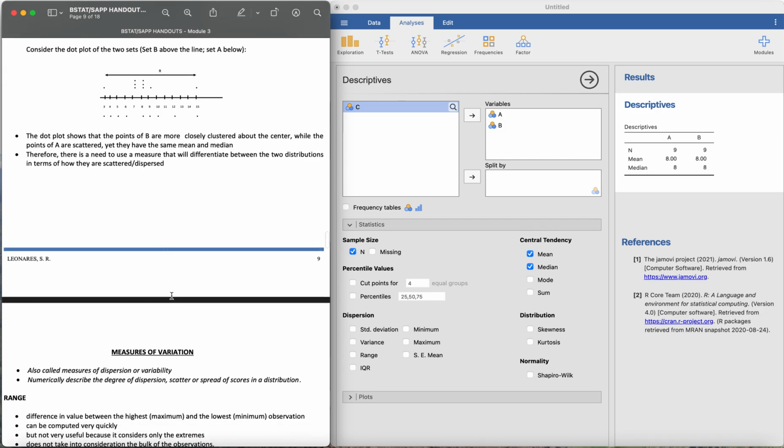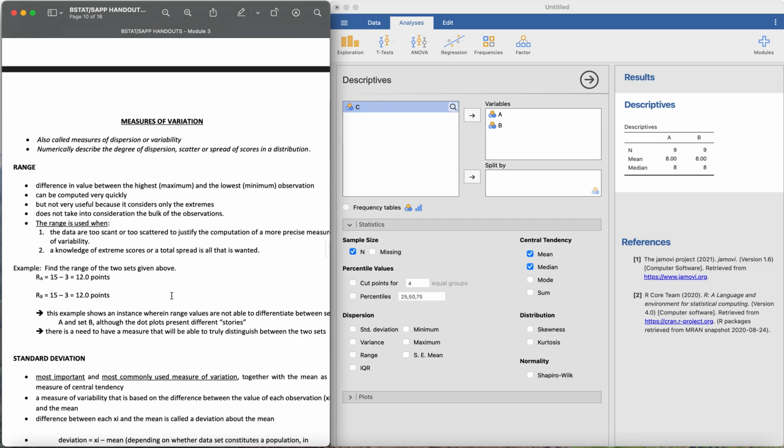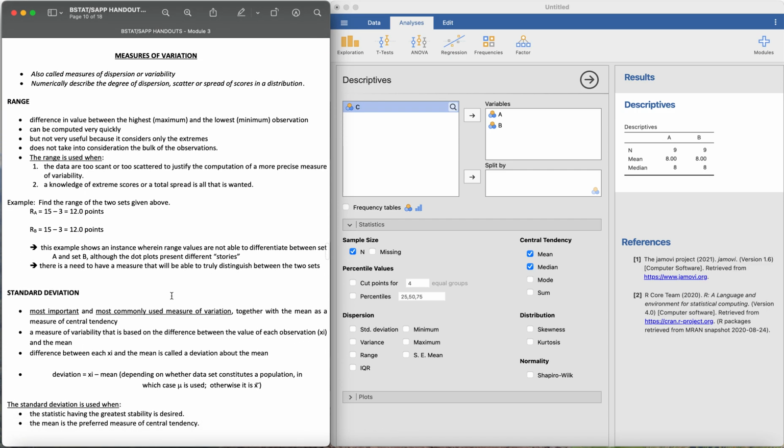Okay, so that's what we call the measures of variation. In some books, they call it the measures of dispersion or measures of variability. So it gives us a numerical value for the degree of dispersion, scatter, or spread of scores in a distribution. So we have three types of them: the range, standard deviation, and the variance.